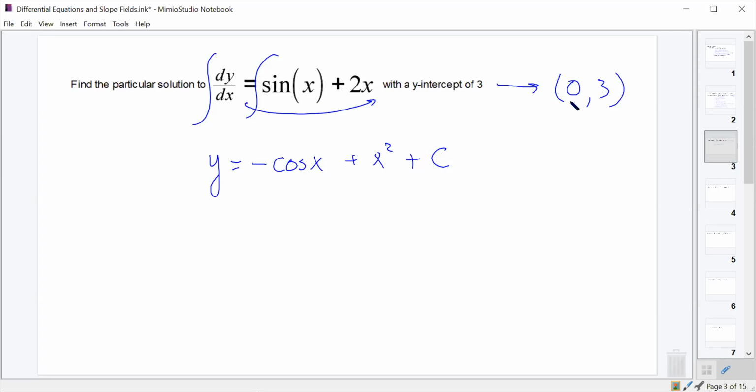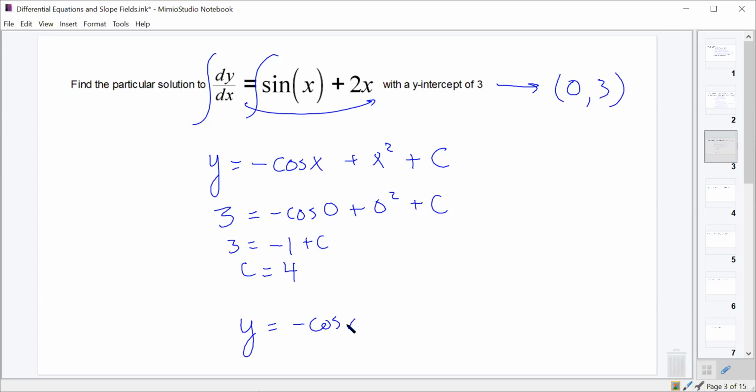In order to do that, we'll plug in 0 for x and 3 for y. 3 equals negative cosine 0 plus 0 squared plus c. And what's the cosine of 0? 1. Yep, so we got 3 equals negative 1 plus c, or c equals 4. Good. And so our final answer here will just be y equals negative cosine x plus x squared plus 4.